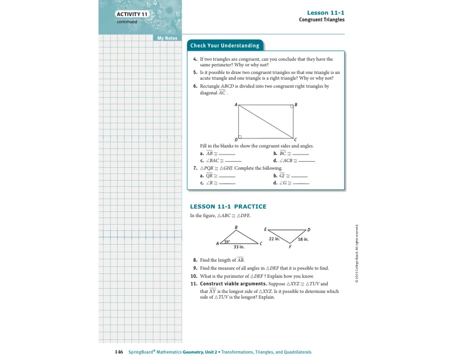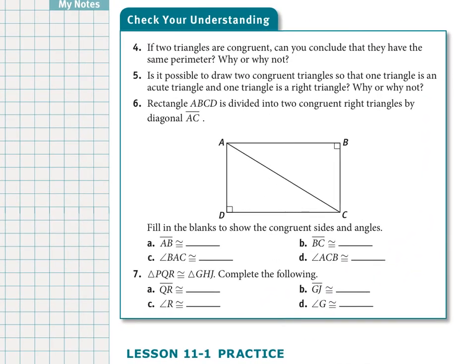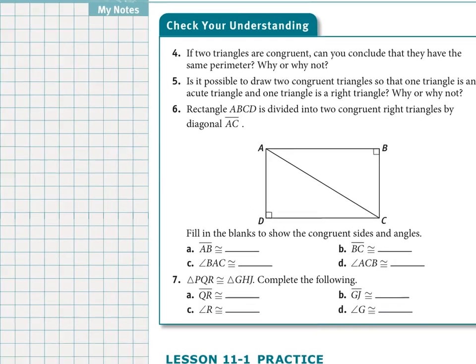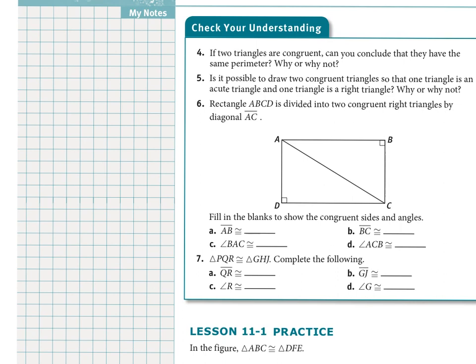All right, let's go on to the next page. We are going to look at our last few problems. So let's zoom in to numbers 4 through 7. Number 4 says, if two triangles are congruent, can you conclude that they have the same perimeter? Why or why not? So I want you to go ahead and think about how you would answer this question. And then let's think about this and what makes sense and answer in the margin.